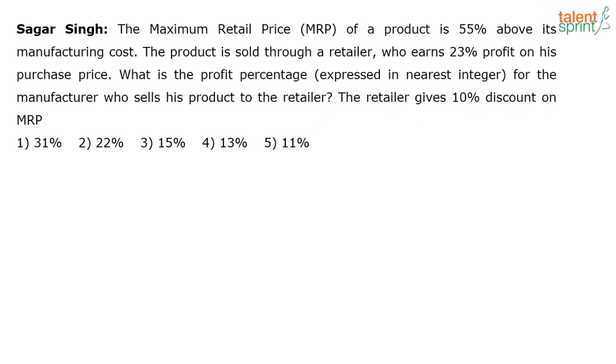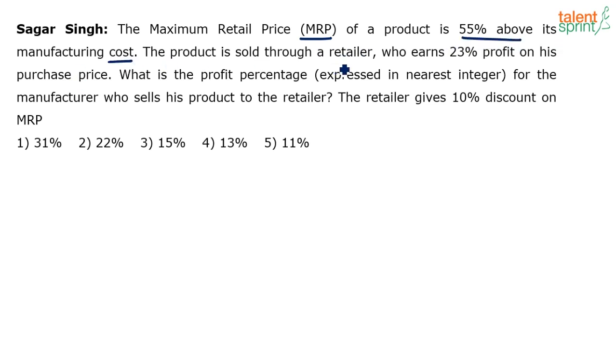Right? So the question clearly is on the concept of profit and loss and discount, of course, where it says that the MRP of a product is 55% above its manufacturing cost.